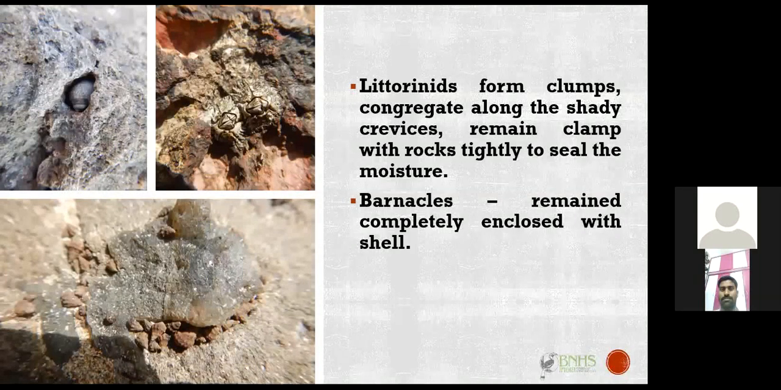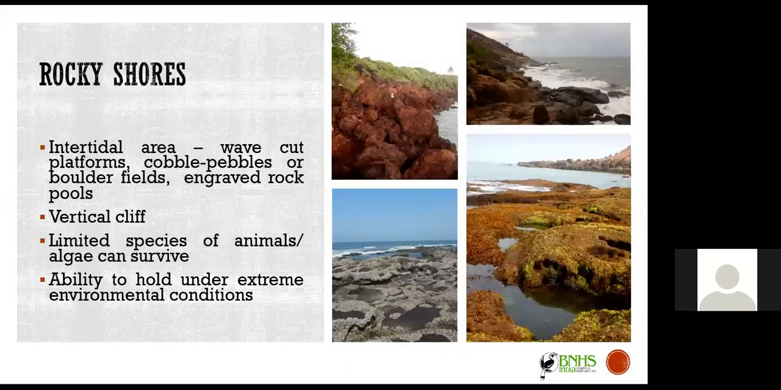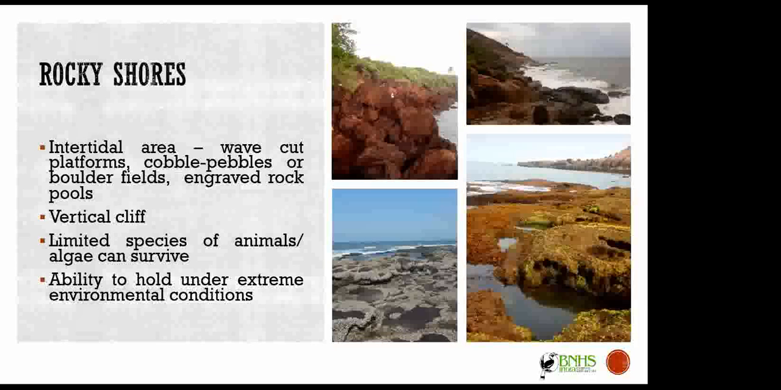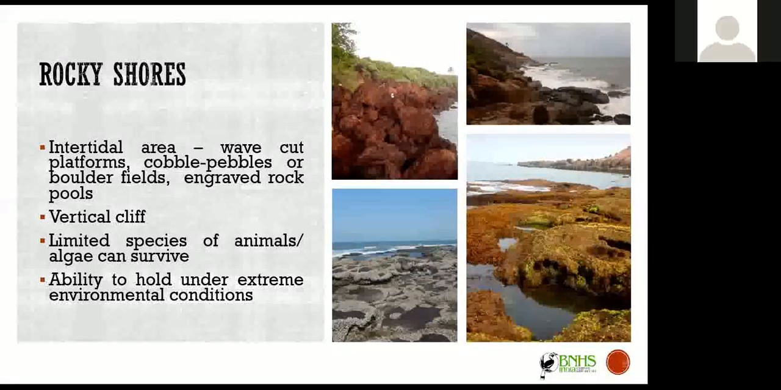Okay, so we talked about the intertidal area. The intertidal area is basically the area between the high tide and low tide region. So when the water recedes, these areas get exposed, and we can see the diversity or habitat in these places. The substrate is different. In the case of rocky shores, there are wave cut platforms. There are some loose substrates such as boulders or pebble fields, and there are engraved rock pools as well. These rock pools can be of different sizes and shapes. There are certain vertical cliffs as well.